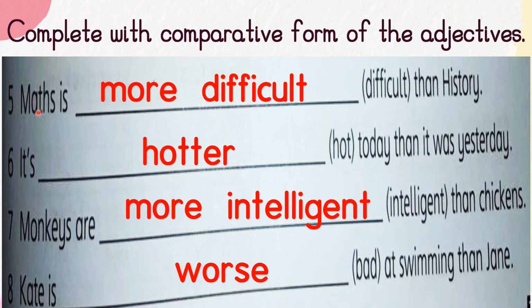Alright class, shall we read again? Make your voice louder, get ready. Maths is more difficult than history. It's hotter today than it was yesterday. Monkeys are more intelligent than chickens. Cat is worse at swimming than Jen.